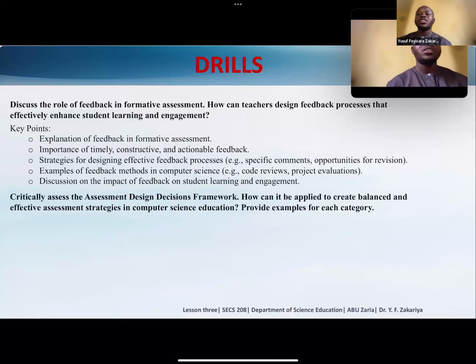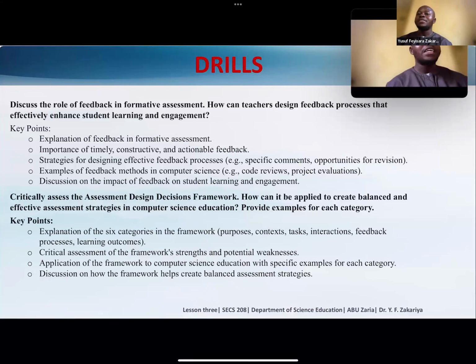Take note. The last question on this part is critically, another vocabulary, critically assess. And like I mentioned before in class, when I say critically do something, it means you have to give the pros and the cons. So critically assess the assessment design decisions framework. You remember in the assessment design decision framework, we mentioned 6 things: the purpose, the context, and some other things. So how can it be applied to create balanced and effective assessment strategies in computer science education? Provide example. You need to explain. Explanation of 6 categories in the framework. Explain them. Critical assessment of the framework.